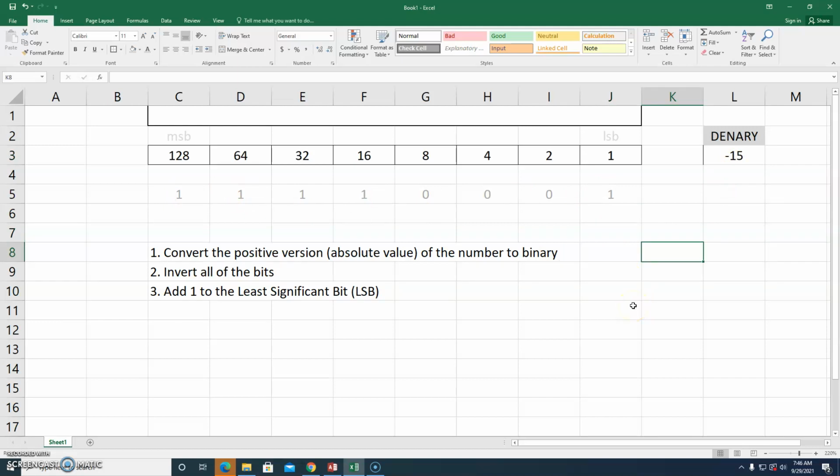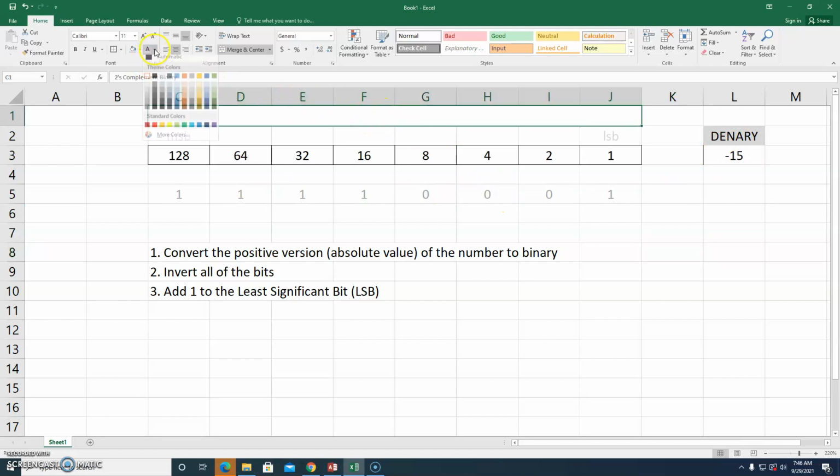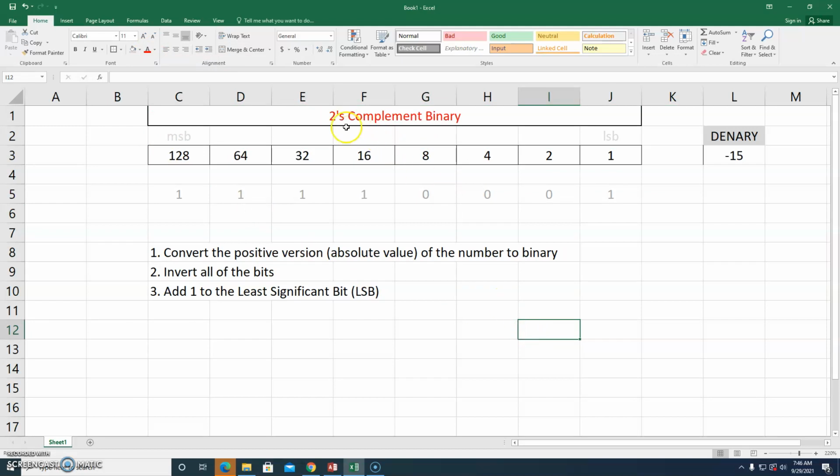Now, do you believe me? Let me explain why this is true. When we want to express a negative number in binary, we need to use a system called twos complement. This is an example of twos complement. But let me explain one more thing. In twos complement, the most significant bit doesn't represent 128. It represents minus 128. So this is something related to twos complement.